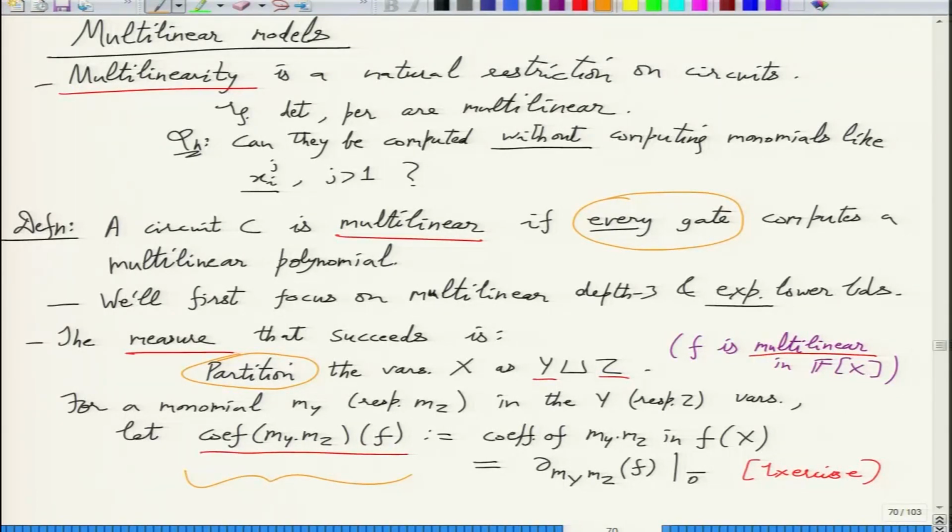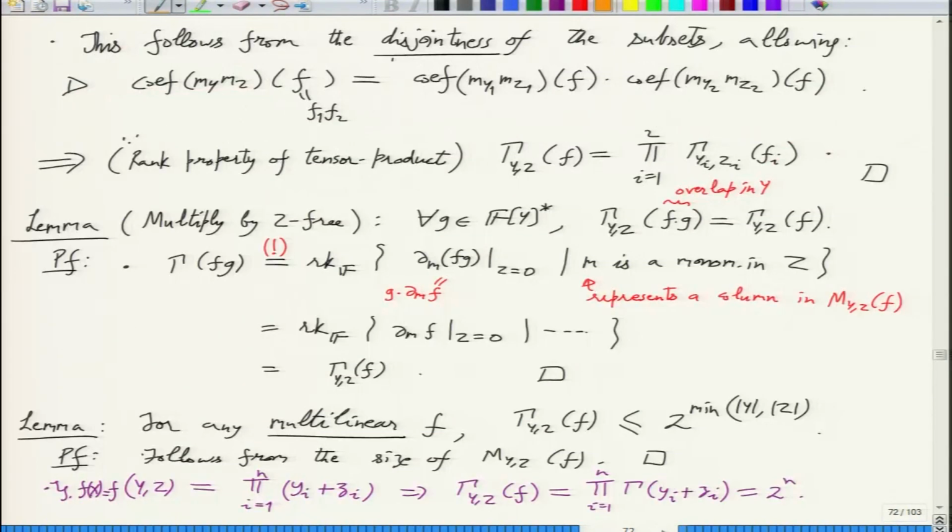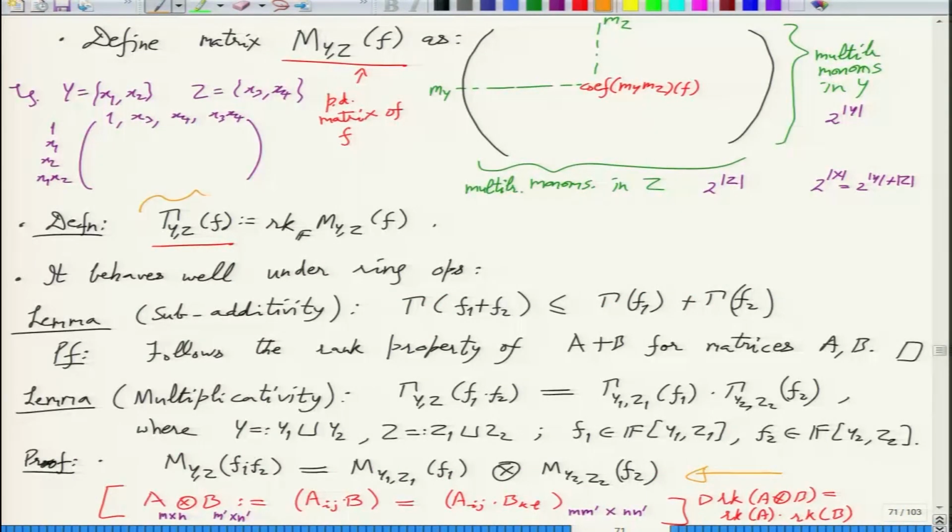So this, by the way, doesn't need any circuit model. This is really a definition for multilinear polynomials or even general polynomials. You can take any polynomial f and you can draw this matrix. And then you look at the rank. So that rank is the measure gamma, the measure gamma with respect to a partition of f.